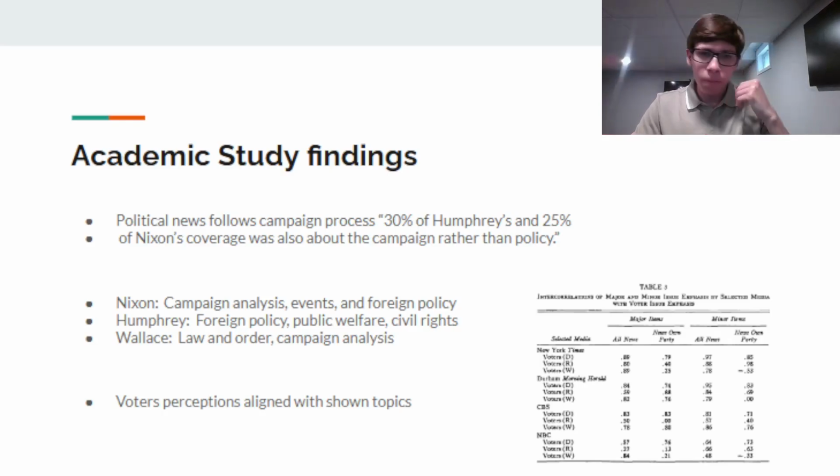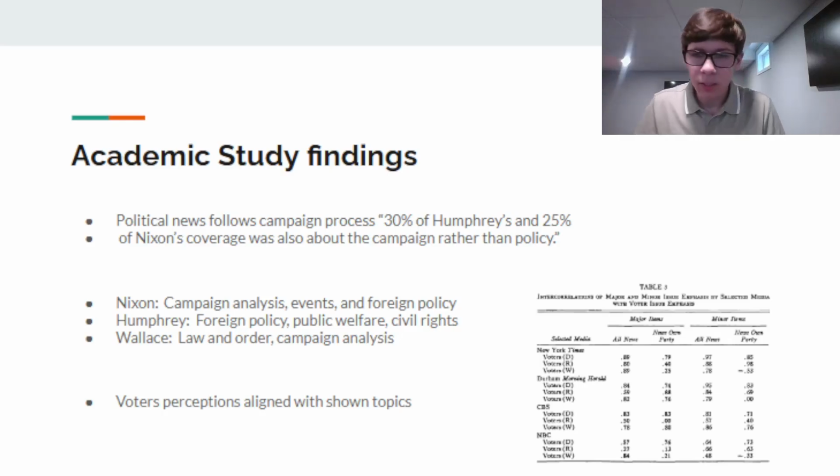So, for example, for Nixon, the most popular things shown online for him were campaign analysis, events, and foreign policy. For Humphrey, it was foreign policy, public welfare, and civil rights. And for Wallace, it was law and order and campaign analysis. I know it's hard to see, but the table on the slideshow here just shows the different values of what was shown and what wasn't relating to the information I just shared.